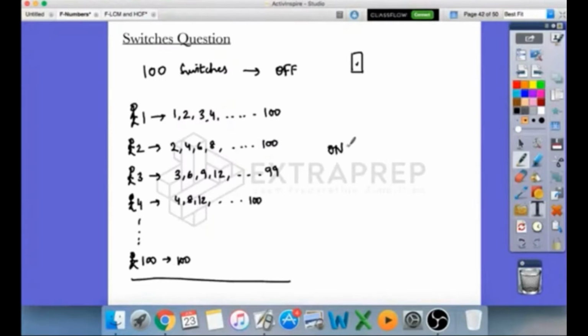Now your question is to find how many switches would be in the on state. Okay, I'm repeating the question again. There are 100 switches in off position and the first fellow comes, he goes on pressing all the 100 switches. The second fellow only touches the multiples of 2. The third fellow touches the multiples of 3. The fourth fellow touches the multiples of 4 and so on. 100 people come and go. Finally, how many switches are in the on position?